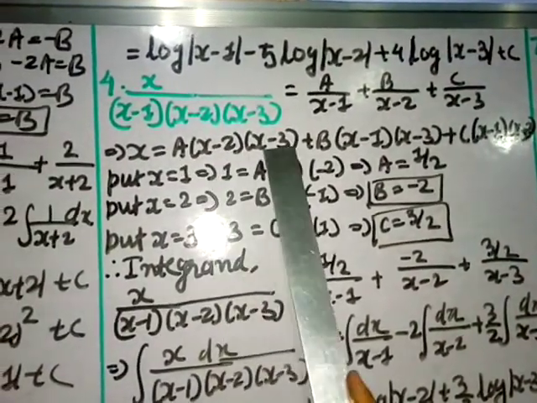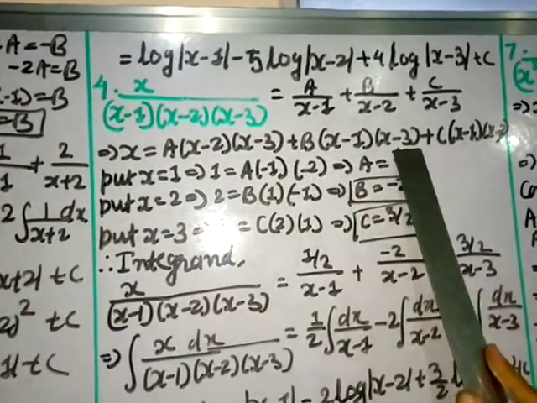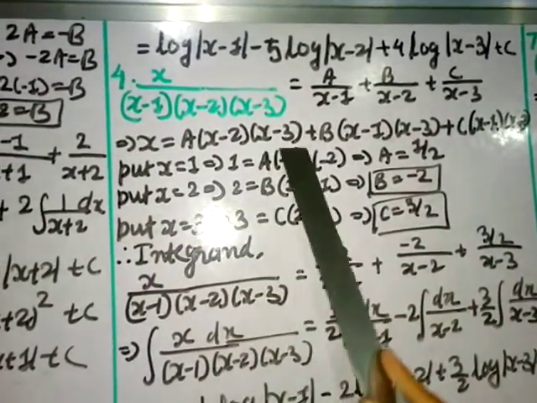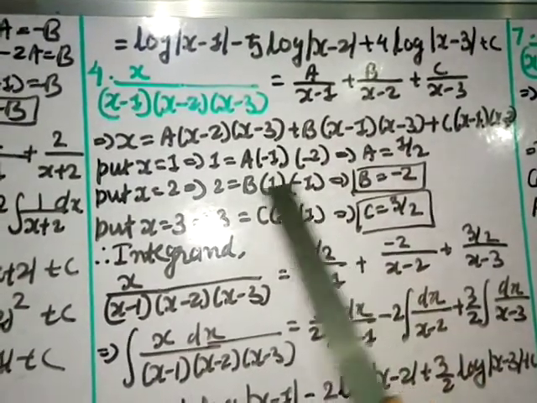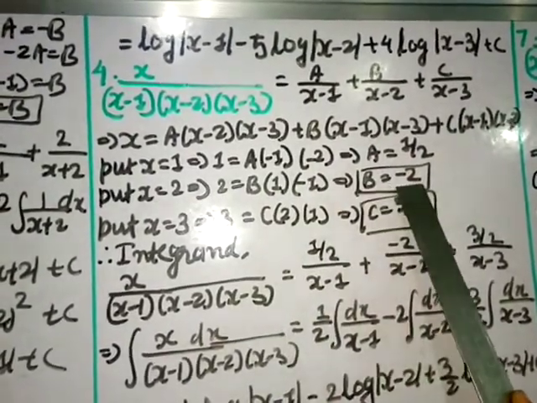So this part will become 0, this will be 0, and this remains. So here I'll put the value, and here 2. So 2 equals 2 minus 1 is 2, 2 minus 3 is minus 1. So minus will transfer here, b equals minus 2.